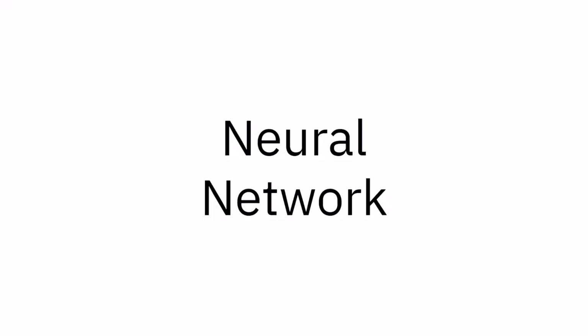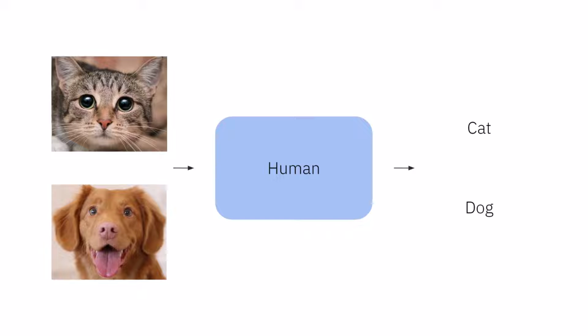What is a neural network? Neural networks are an approach to implementing artificial intelligence. Let's say you want to classify images as having cats or dogs. One way to do this is to have a human look at each image and give their prediction, but this can be slow. So now we want to automate this and get predictions from a computer.